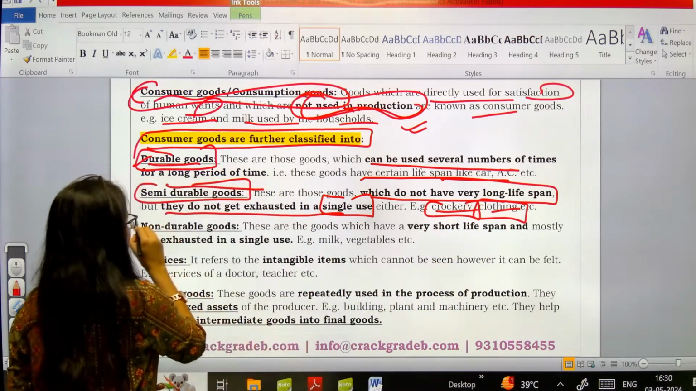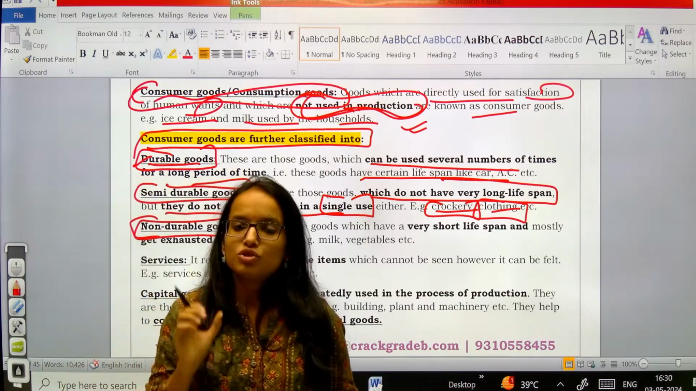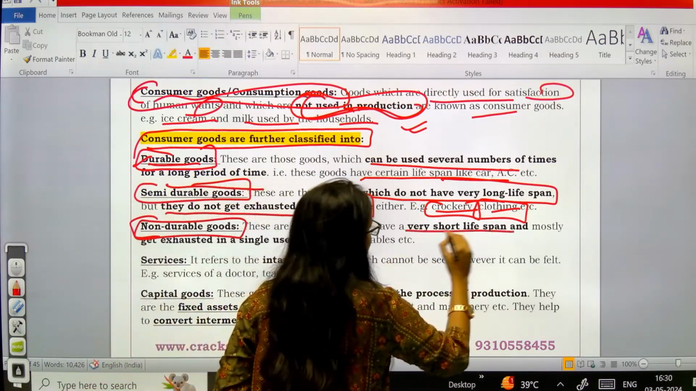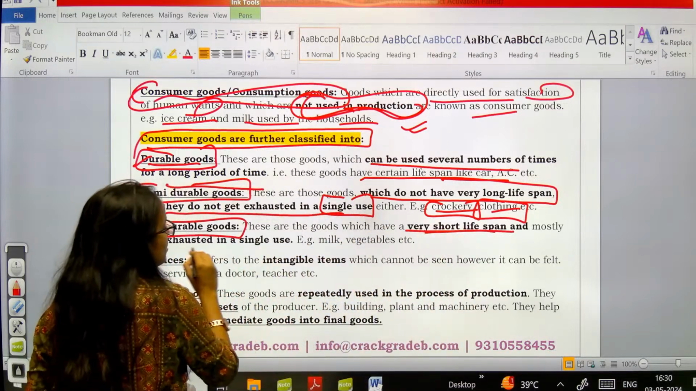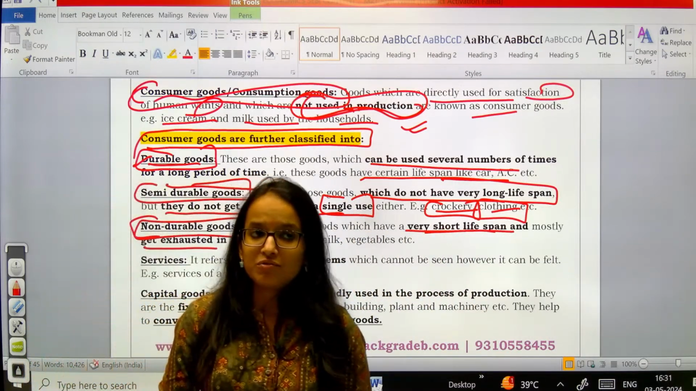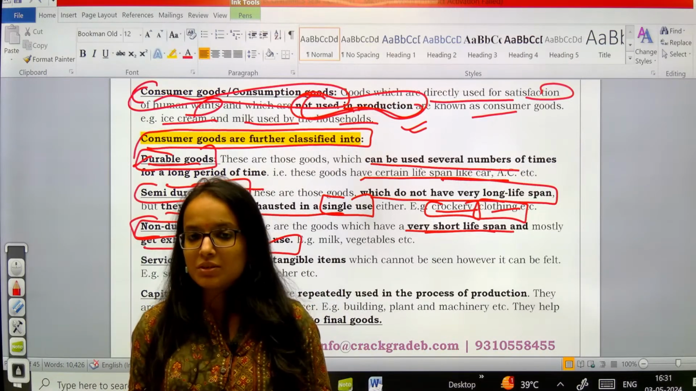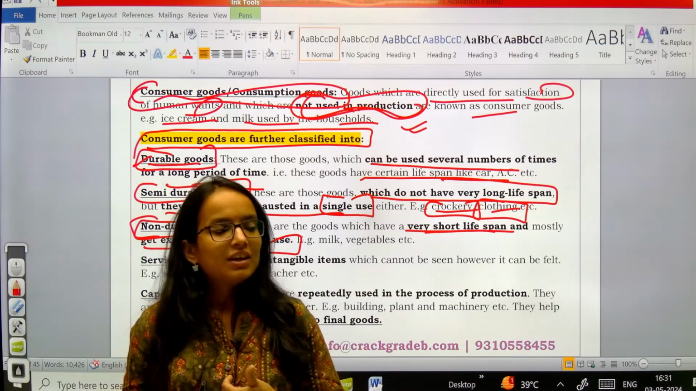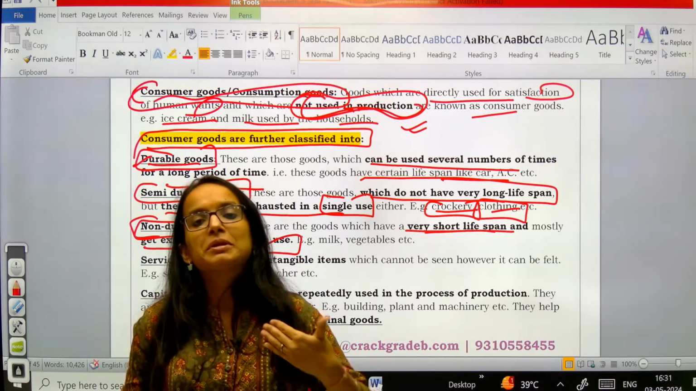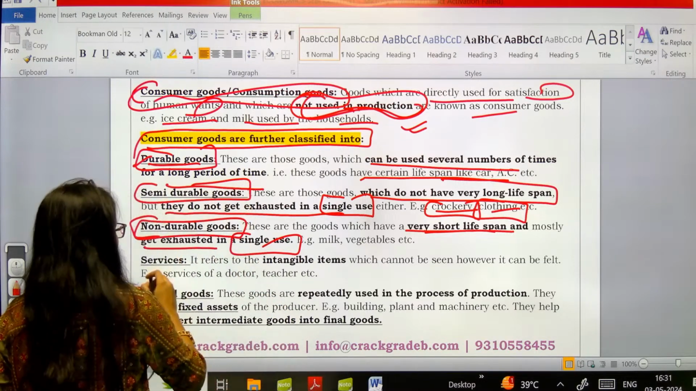Then non-durable goods. Non-durable goods have a very short lifespan and you cannot reuse them. Short lifespan, and they get exhausted in a single use. For example, you have a glass of milk or a packet of milk, you consume the milk, it gets exhausted. You have some vegetables, you consume the vegetables, they get exhausted. You cannot use them repeatedly. Okay, so these are non-durable goods.